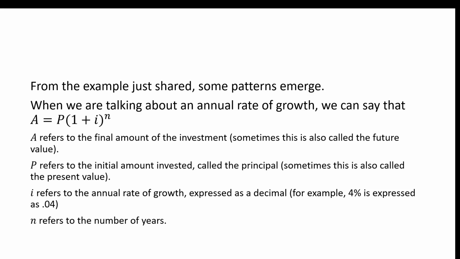So what we're establishing there is a formula. When we're talking about an annual rate of growth, we can say that A will equal P times (1 plus i) to the n. A will refer to the final amount of the investment, sometimes called the future value. P will refer to the initial amount invested, sometimes called the principal or the present value. And i will refer to the annual rate of growth expressed as a decimal. For example, 4% will be expressed as 0.04. n will refer to the number of years.